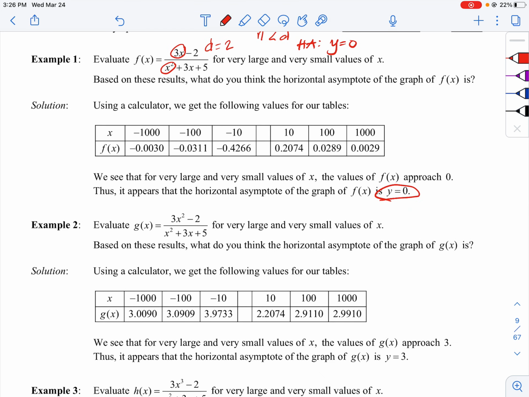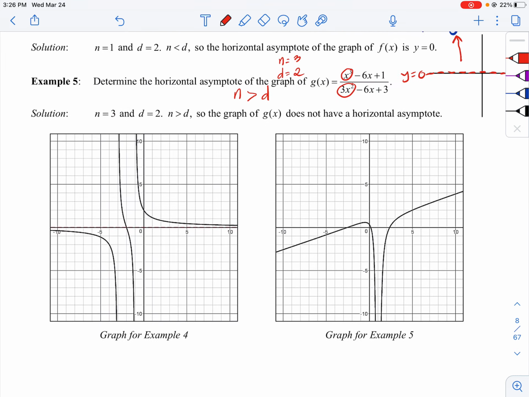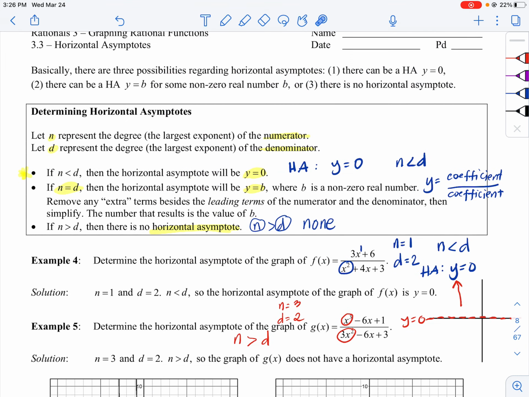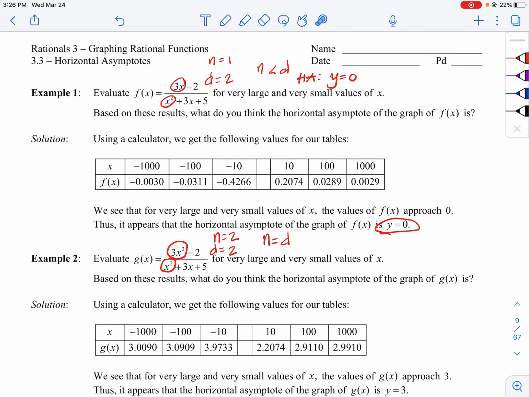What if, so let's circle this. This is the largest exponent. So the largest exponent on the top is 2. The largest exponent in the denominator is also 2. So n is equal to d. So when that happens, that the numerator has an equal largest exponent as the denominator, let's go to the second rule. When that happens, you are going to divide the two coefficients.